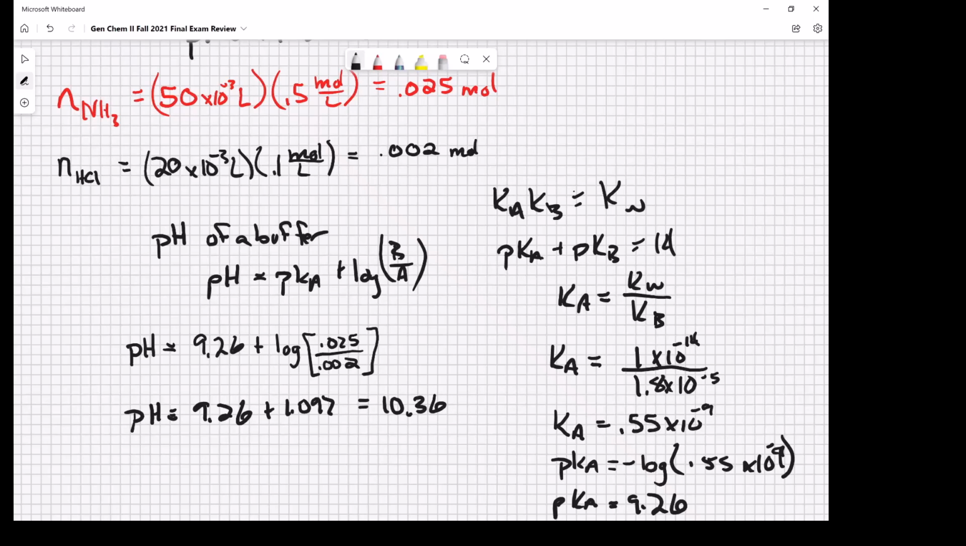So now let's do the same thing for 60 milliliters. Let's find the number of moles of HCl at 60 milliliters. So that's going to be 60 times 10 to the minus 3 liters, multiplied by the concentration of the HCl, which we said was 0.1 moles per liter. And so we get 0.006 moles. Have I reached my equivalence point yet? No.